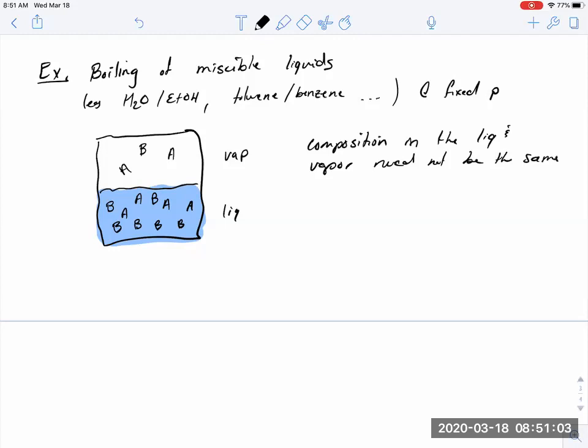Indeed, if we were thinking concretely for the case of water and ethanol, which of those two species do you expect to be more enriched in the vapor? Probably ethanol. And why is that? Ethanol has a lower boiling temperature. It's more volatile at some specific condition. So generically, we would expect the vapor phase to be enriched in that more volatile component.